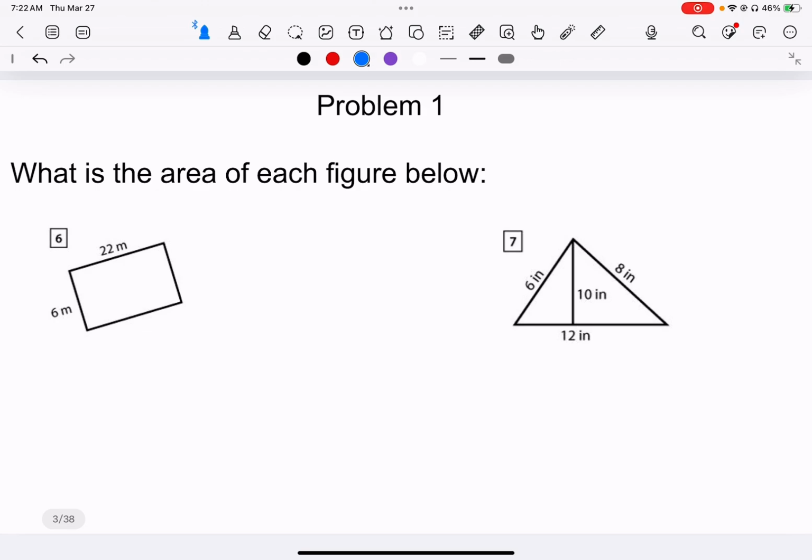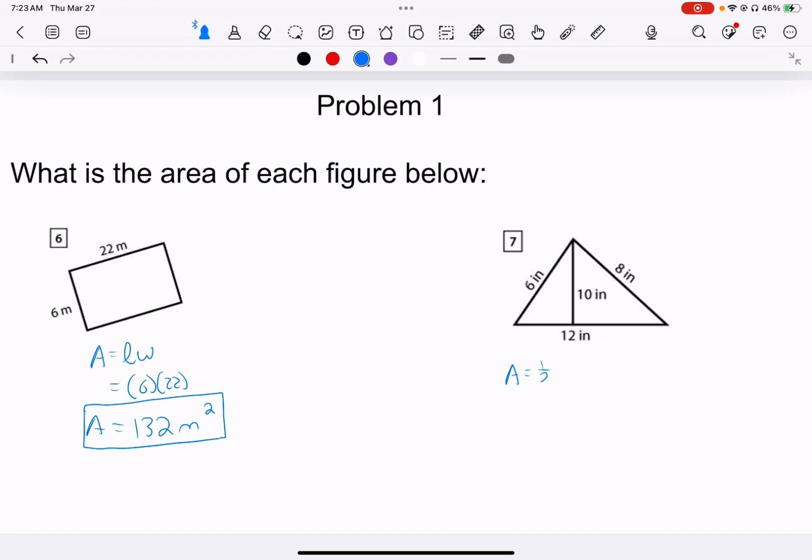What's the area of each figure below? This first figure is a rectangle, so to find the area, we just do length times width. So that would be 6 times 22, and 6 times 22 is 132. An area is always going to be in squared units. So the area is 132 meters squared.